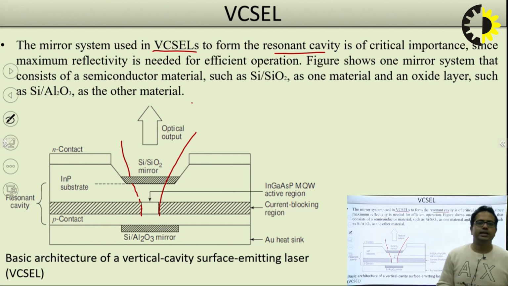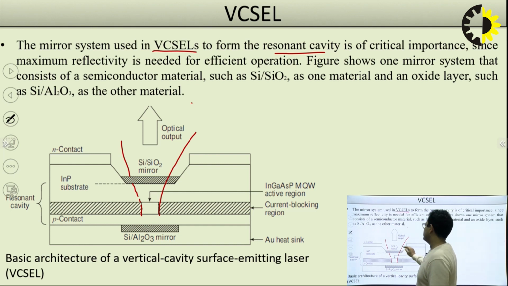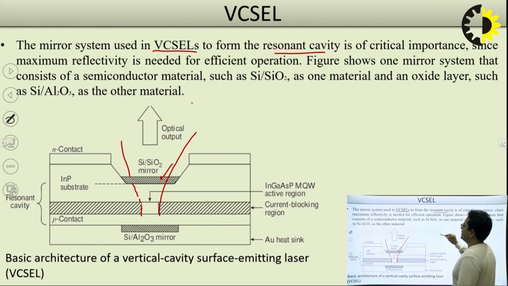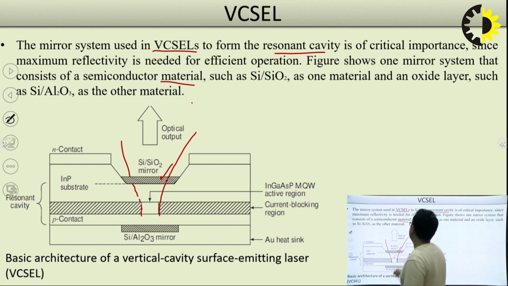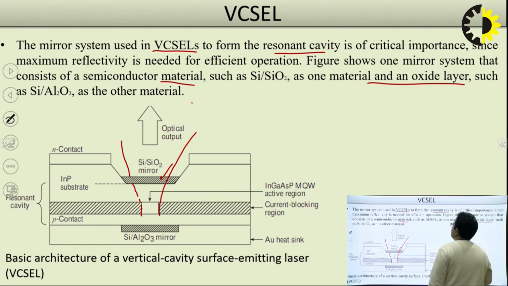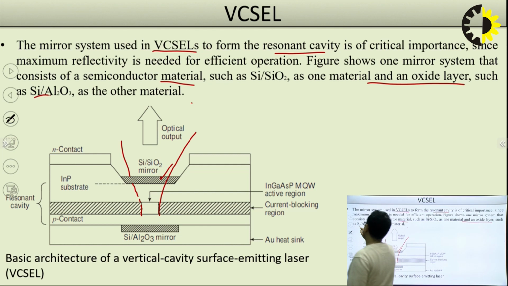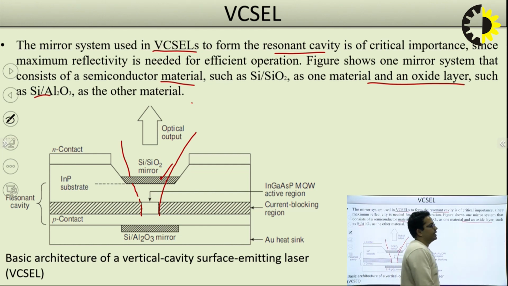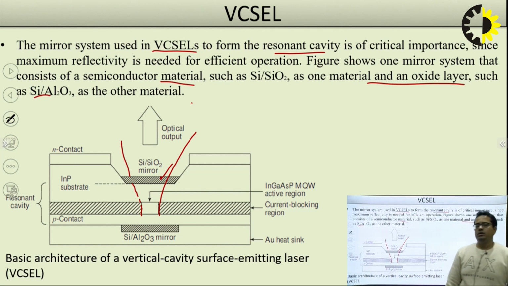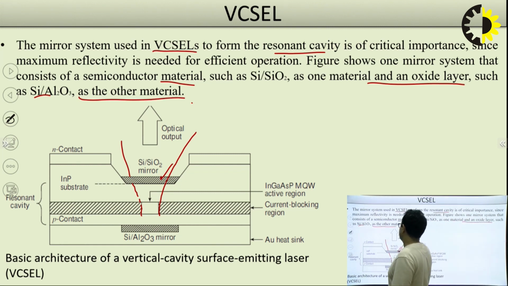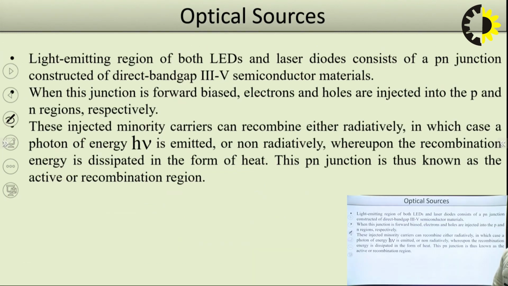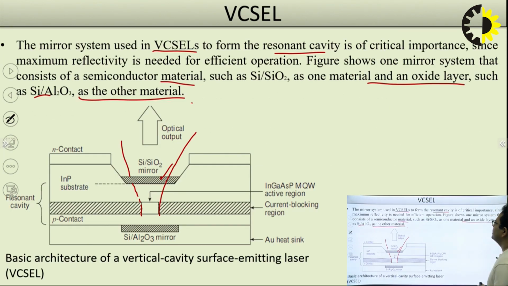In this figure we can see one mirror system that consists of a semiconductor material such as silicon or silicon dioxide as one material, and an oxide layer such as Al2O3 as the other material. So these materials can be used in the fabrication of the vertical cavity surface emitting laser diode.